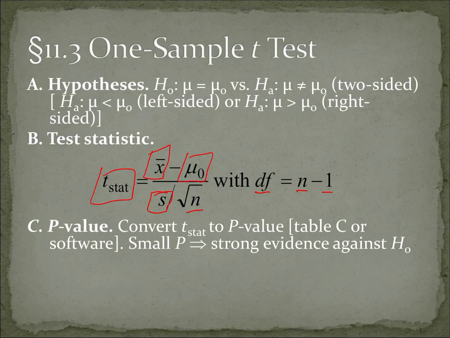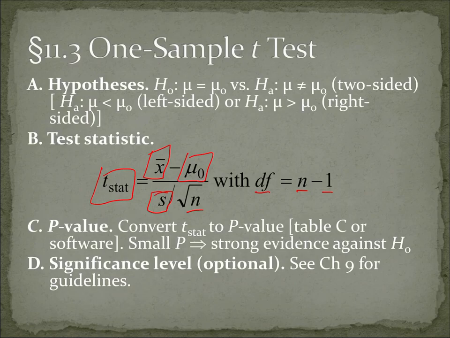Then we'll find the t-stat converted to a p-value using Table C or other software. You can use Excel, but for our purposes, we'll be using the table. Remember, the smaller the p-value, the stronger the evidence against the null hypothesis. And then we also have our significance level, which you can write as optional. Remember, that's from Chapter 9, where depending on if it's greater than 0.10, between 0.05 and 0.1, between 0.05 and 0.01, or less than 0.01, we say whether it's not significant, marginally, highly, statistically significant, all those.